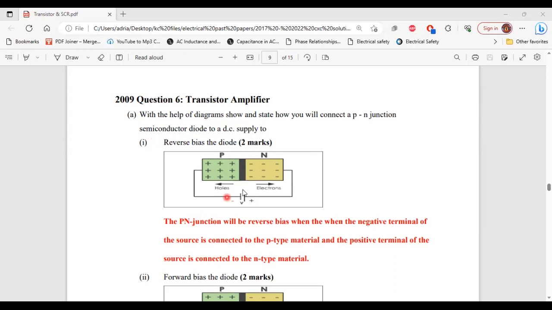All right, so here's the diagram. Now, looking at the diagram, we can see that the negative terminal of the source is connected to the p-type material, and the positive terminal of the source is connected to the n-type material. So this is how the source is connected to the PN junction of the diode for the diode to operate in reverse bias.